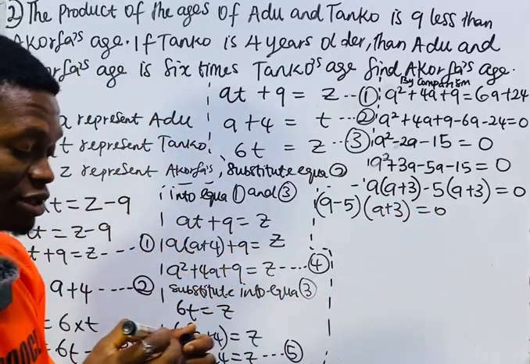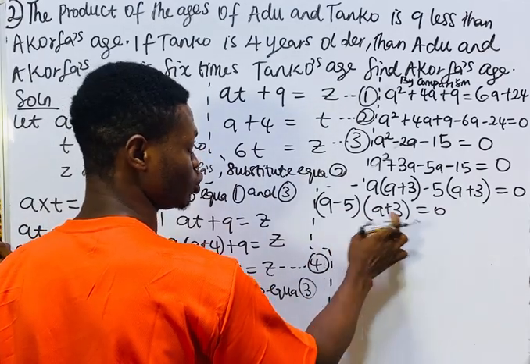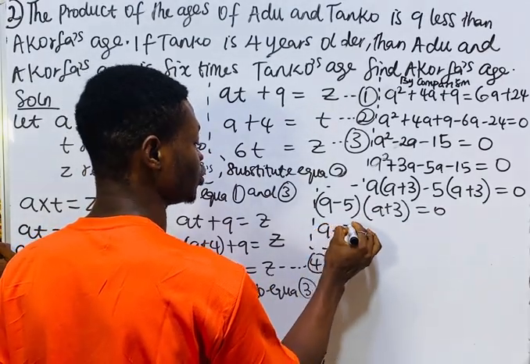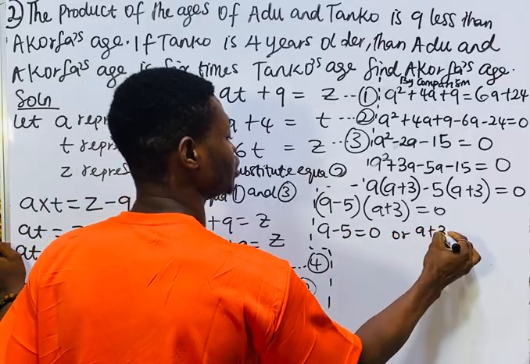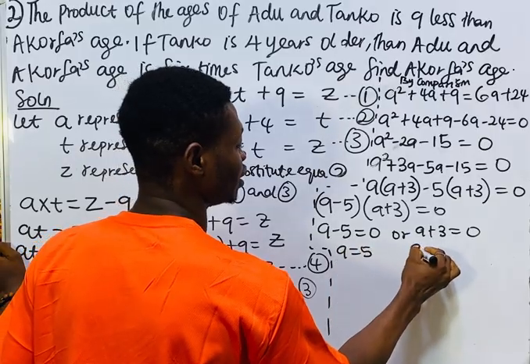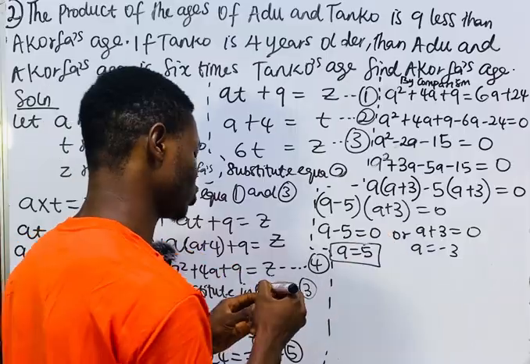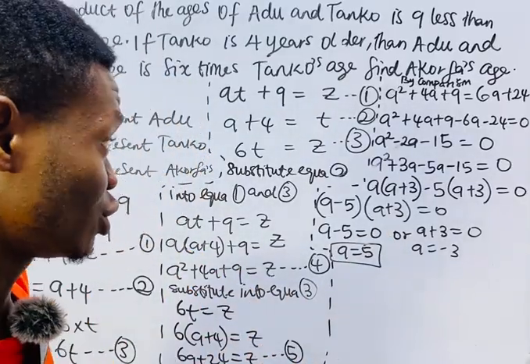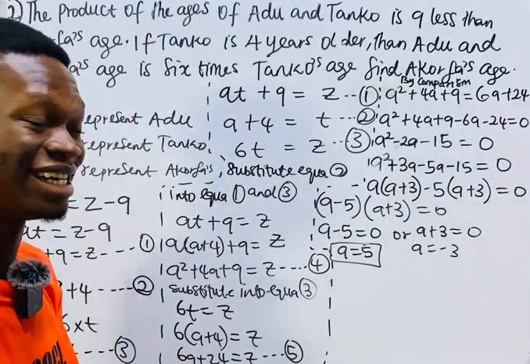When two numbers multiply each other to give you 0, either this is equal to 0 or the other is equal to 0, or both of them are. So a minus 5 is equal to 0 or a plus 3 is equal to 0. So a is equal to 5 and a is equal to negative 3. Therefore, a equals 5 is what we are going to choose because somebody's age cannot be negative, unless your own age is negative.